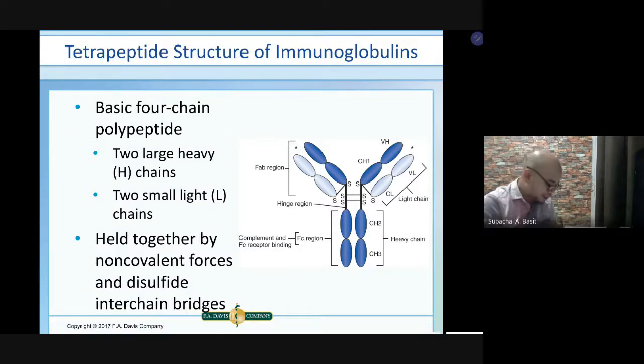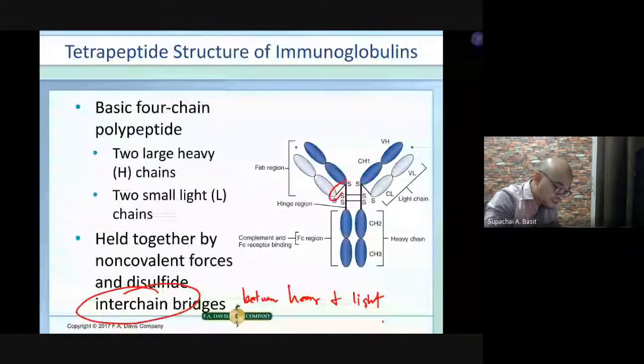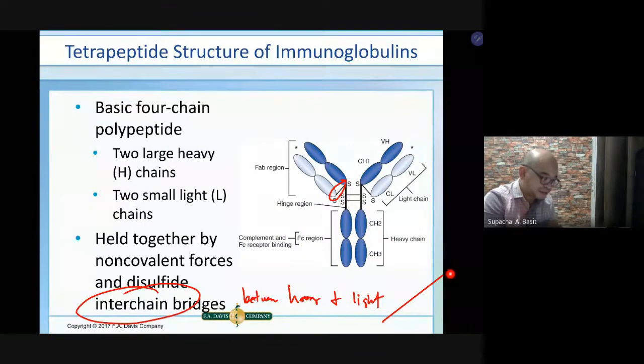When we say interchain, we are referring to the bridges between the heavy and light chain. So this is an example of interchain between the heavy and light chain. And then we also have another example of interchain between the heavy and the light chain. Now in between the two heavy chains, we also have another disulfide bond. This is what you call the intrachain.